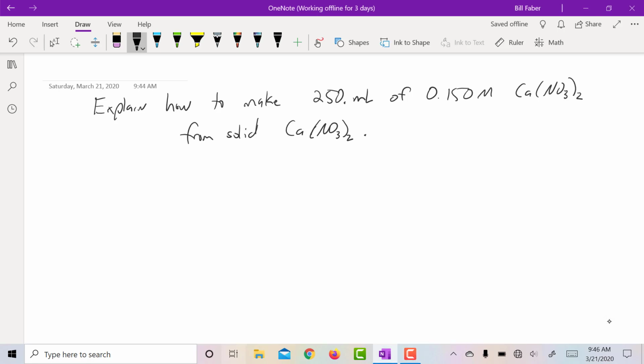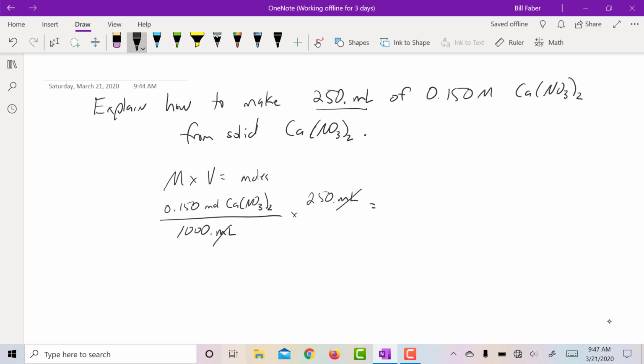Okay, so you know that you have to take molarity times volume to figure out how many moles of solute you need. So because the volume is given in milliliters, I would put this 0.150 moles of calcium nitrate in 1,000 milliliters. That's what it means to have a molarity, times 250 milliliters. Milliliters cancel, and you get 0.0375 moles of calcium nitrate.